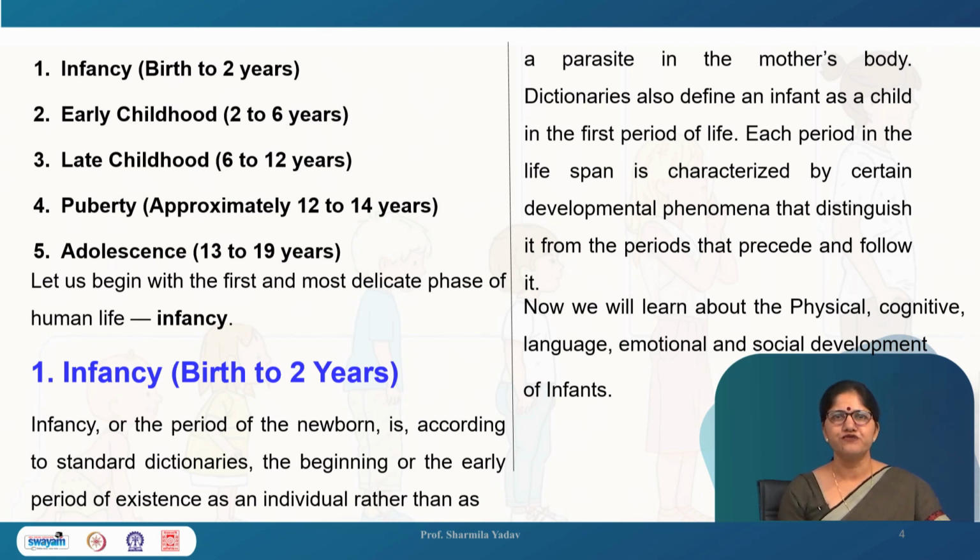Let us begin with the first and most delicate phase of human life, that is infancy. Infancy, from birth to 2 years. Infancy, or the period of the newborn, is according to standard dictionaries the beginning or the early period of existence as an individual, rather than as a parasite in the mother's body. Dictionaries also define an infant as a child in the first period of life. Each period in the lifespan is characterized by certain developmental phenomena that distinguish it from the periods that precede and follow it. Now we will learn about the physical, cognitive, language, emotional, and social development of infants.